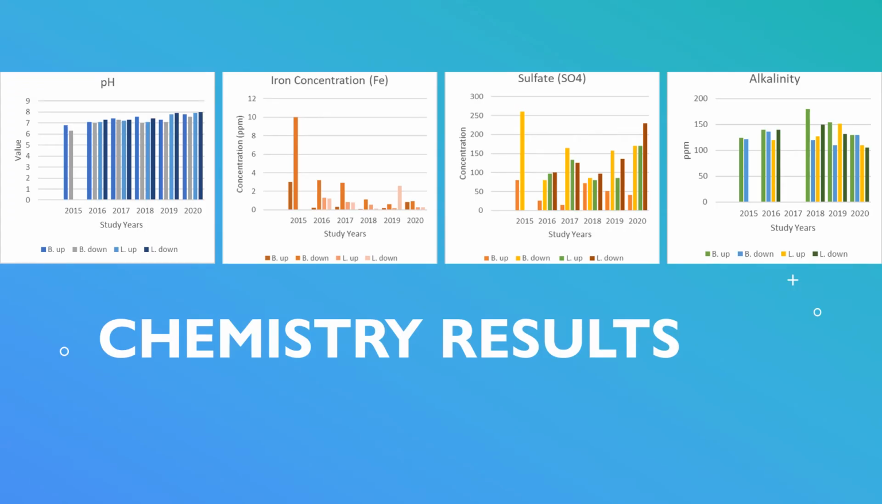We found that the pH increased at all 4 sampling sites and the iron concentration decreased at all 4 sampling sites from 2015 to 2020. Sulfate data shows a decrease in concentrations found at the sampling sites over the years for both Brinkerton sites, but an increase at both Lober sites. Alkalinity increased at both Brinkerton sites, but decreased at both Lober sites.